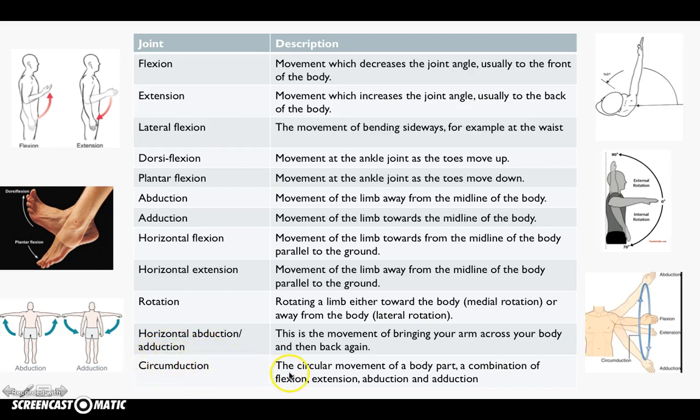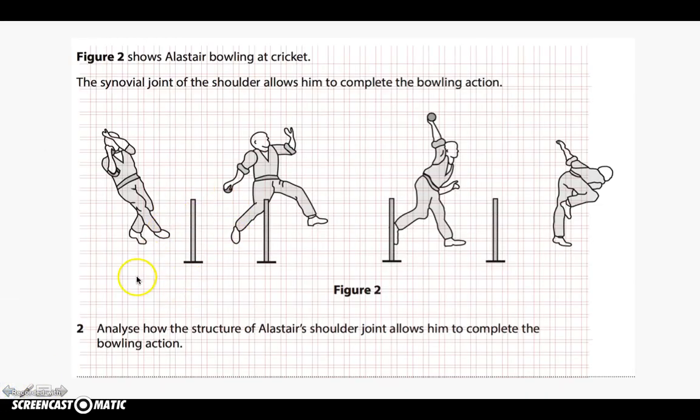Now, if you look at this definition, a circular movement of a body part, a combination of flexion, extension, abduction, and adduction. If we go back to this question here, analyse how the structure of Alistair's shoulder joint allows him to complete the bowling action. The part you need to discuss when it comes to movement is circumduction, which is flexion, extension, abduction, adduction. You'd get marks for that. But again, we'll talk about that in lesson.